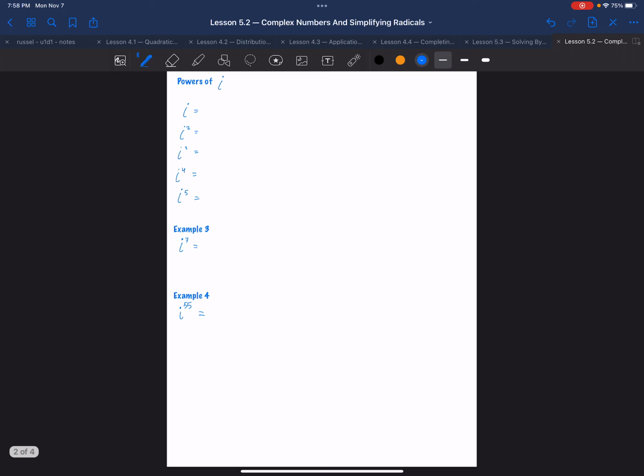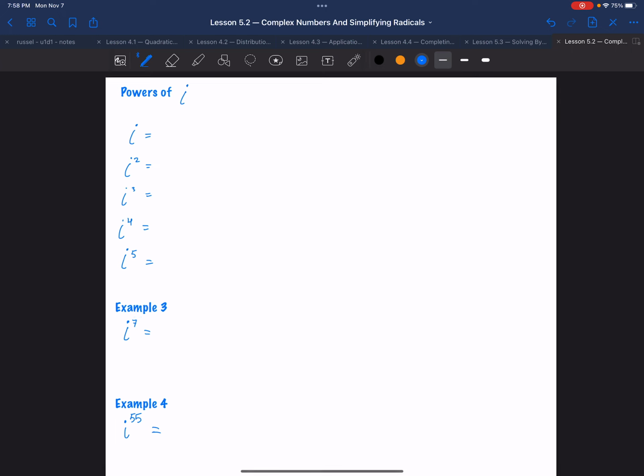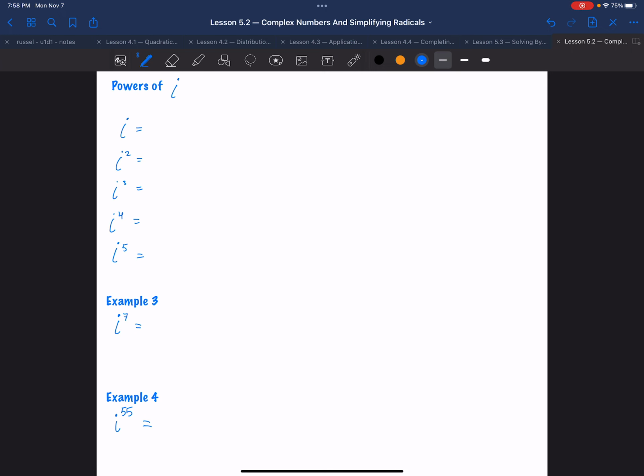All right. Now, before we move on to simplifying radicals, I did want to observe the powers of i, because these are really cool. They're just neat and interesting. So let's look at i. i, we said, was the square root of negative 1. And we said i squared was negative 1 because we squared that, right? So what is i cubed?